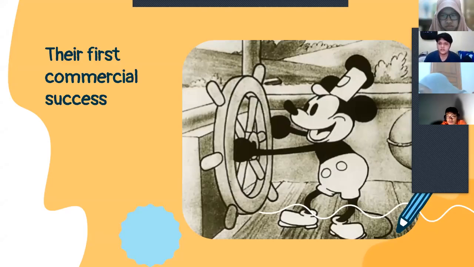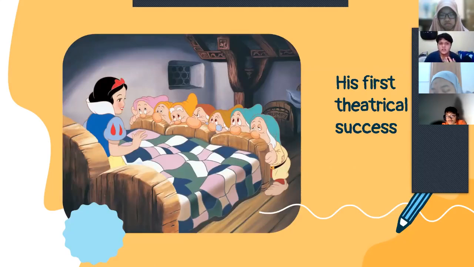And with this, their first ever commercial success led them to another new scope of filmmaking. Because since he was in Hollywood, and you know, back in the 1920s, back in the 1930s, Hollywood movies using real life actors were all the rage as well. People watched movies using these live actors, but not with Walt Disney. His company made a movie from those animations. His first theatrical success, Snow White and the Seven Dwarfs.